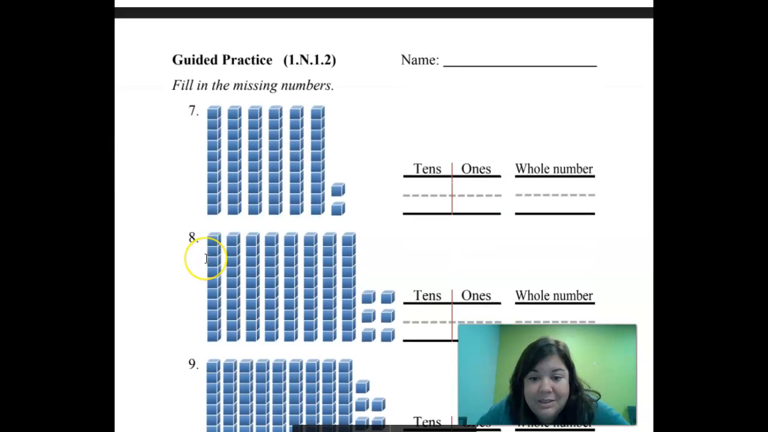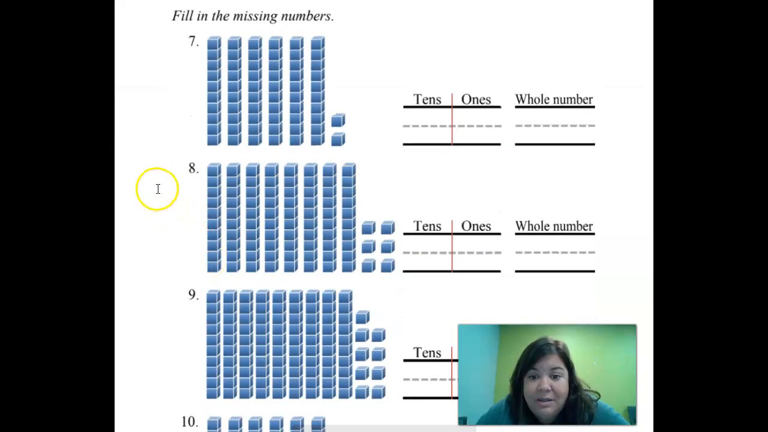Okay, let's look at some of these. Fill in the missing numbers here. Okay, 1, 2, 3, 4, 5, 6. We have 6 in the tens column. And how many in the ones column? Count them. Only 2. So what number does that give us?